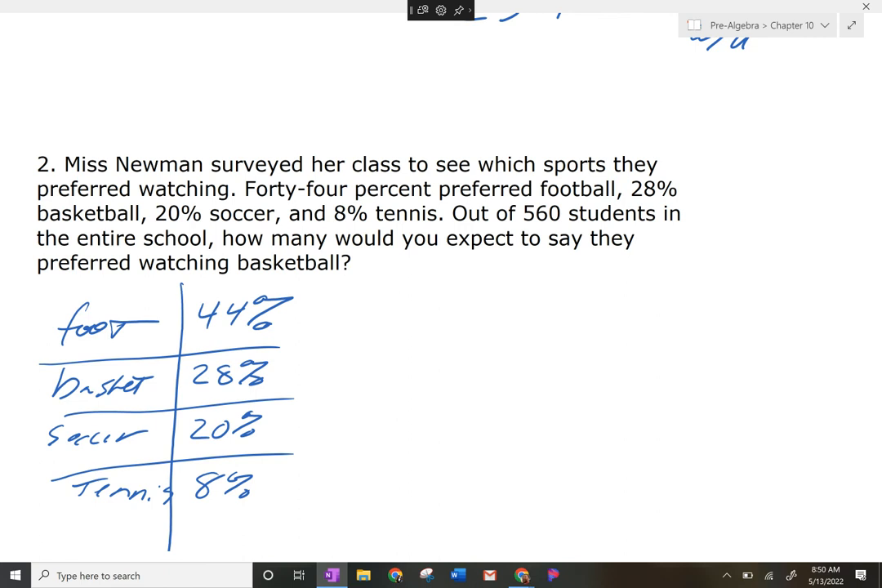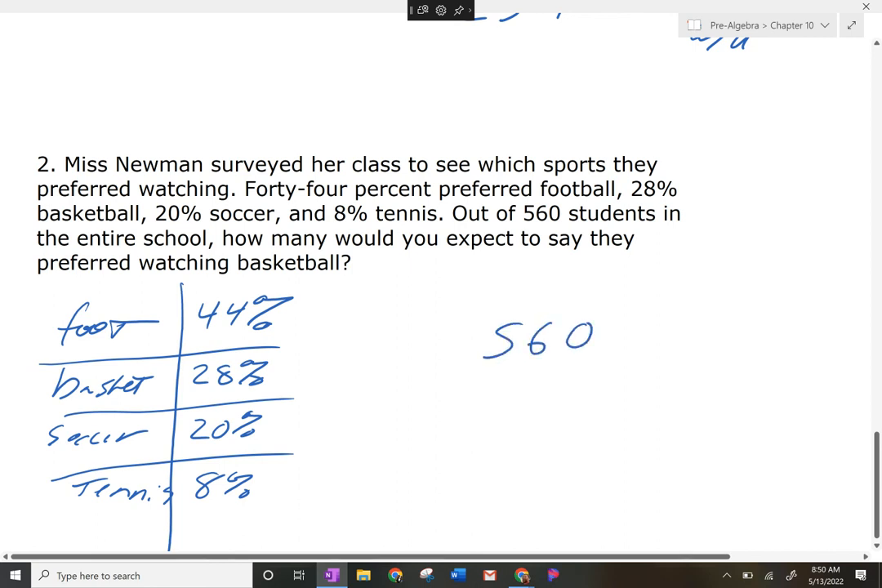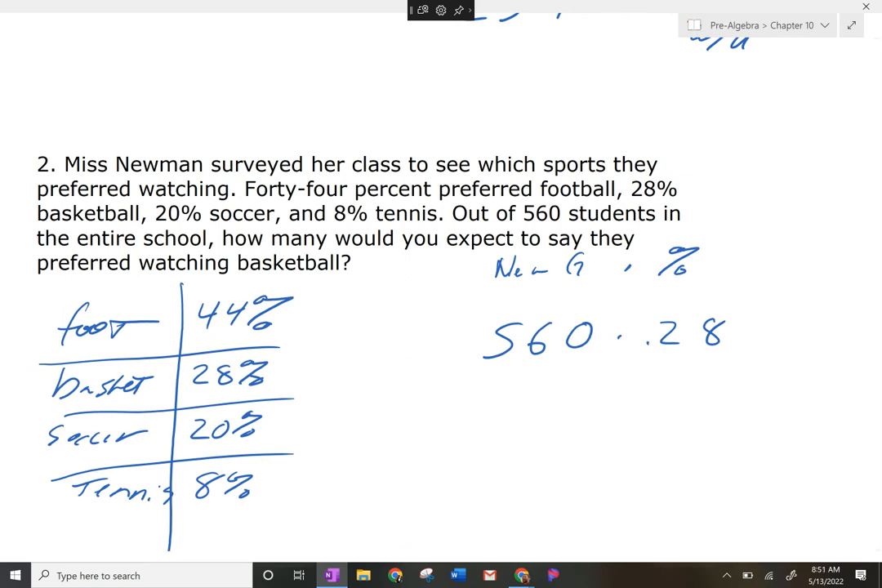How would I solve that? Someone can talk it out to me. Austin, what do you think? 560 times 0.28. Fantastic. I got 560 times 0.28. Because what Austin did is he took my new group size times the percentage written as a decimal. So we did everything spot on there.